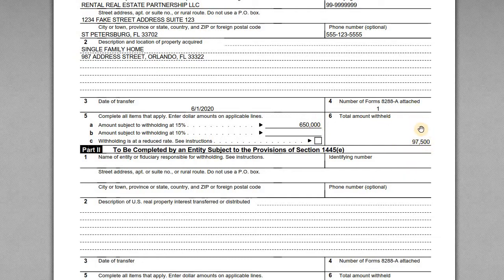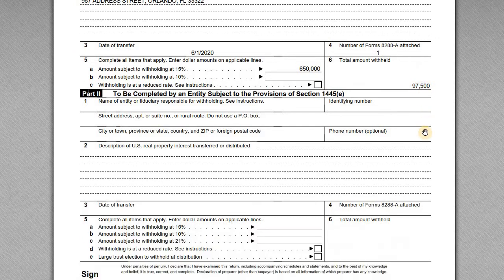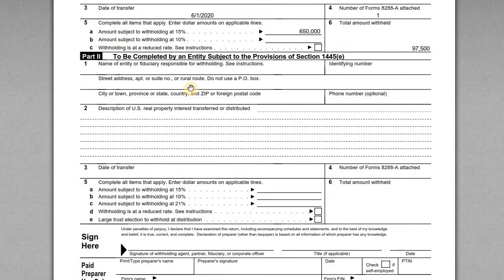So very, very important for foreign sellers to be mindful of these rules. I very seldom recommend foreign sellers actually buy U.S. real property directly for this reason. When you go to sell it, you could be in quite some trouble trying to get this money back.